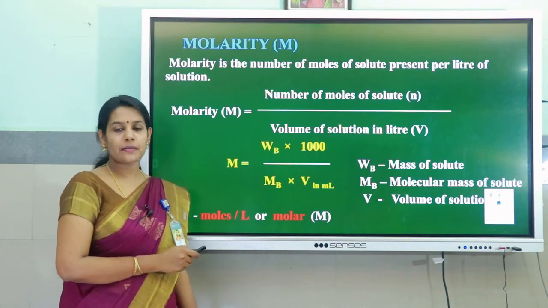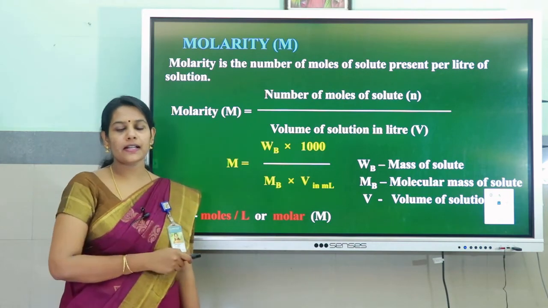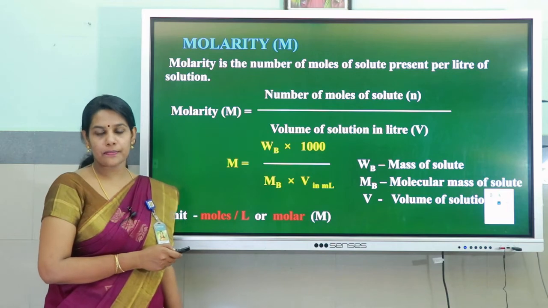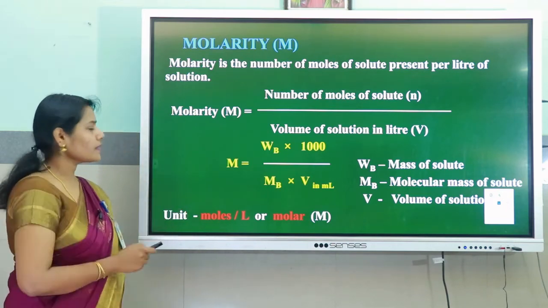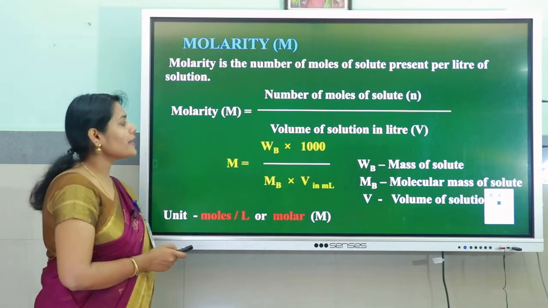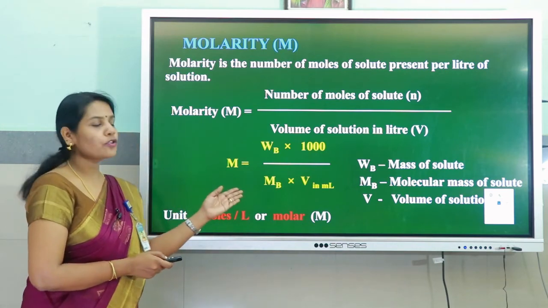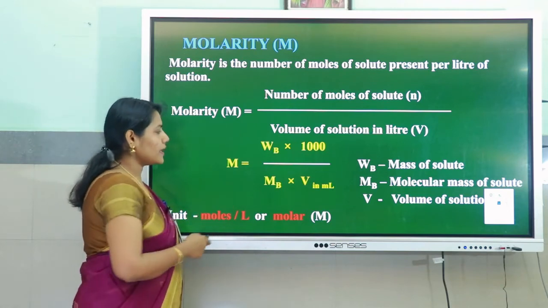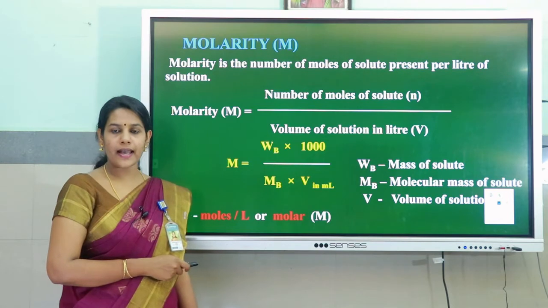The second method is molarity, which is represented using the symbol capital M. Molarity is the number of moles of solute present per liter of the solution. Molarity M is equal to number of moles of solute divided by volume of solution in liter. And while doing numerical problems, you can use this formula, that is M is equal to WB into 1000 divided by MB into volume in ml.